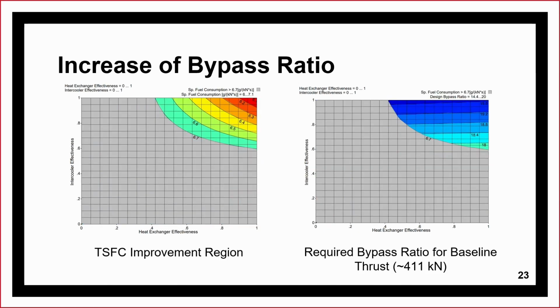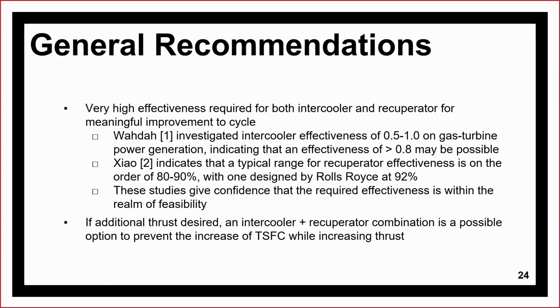Here are our improvement regions similar to before. As mentioned, these are much larger. The contour on the right shows that we're going to be looking at a new bypass ratio of approximately 18 to 20 to achieve the same baseline thrust. So as we've mentioned previously, we're going to need very high effectivenesses for both the intercooler and recuperator for any meaningful improvements on the cycle.